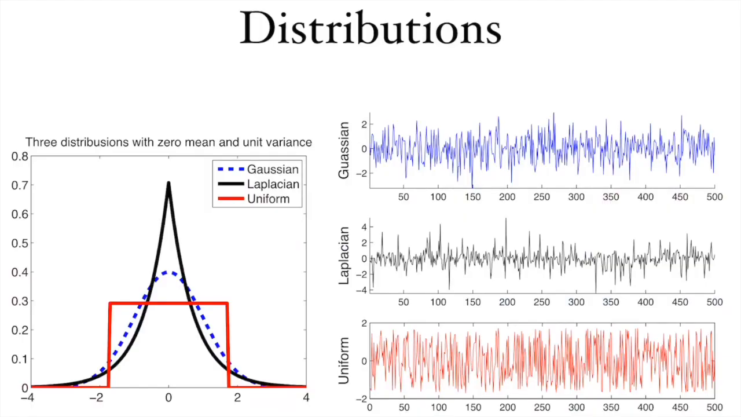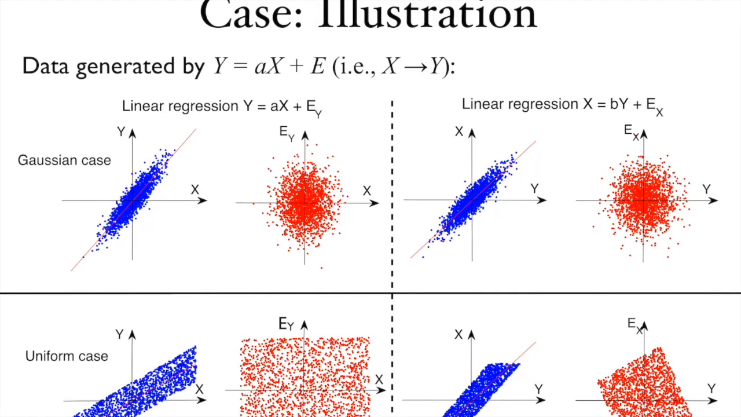Okay. So here you can see different distributions. We have a Gaussian distribution. All of them have the same mean and variance. This is the Gaussian one, and this is Laplacian. This is the uniform. Very different.